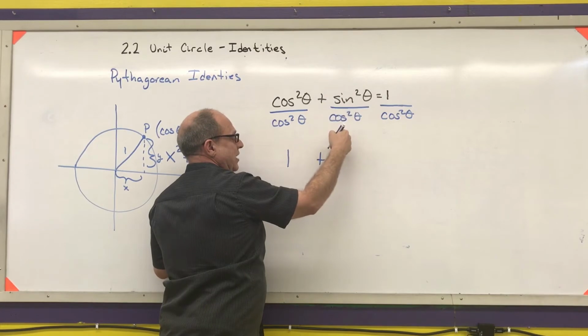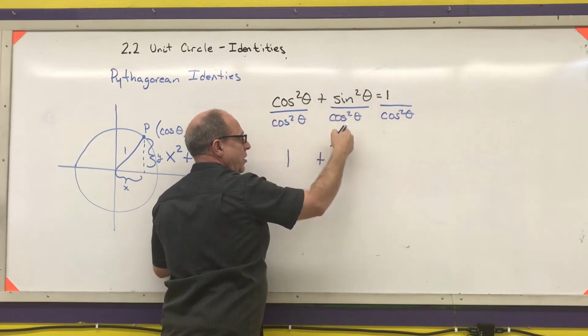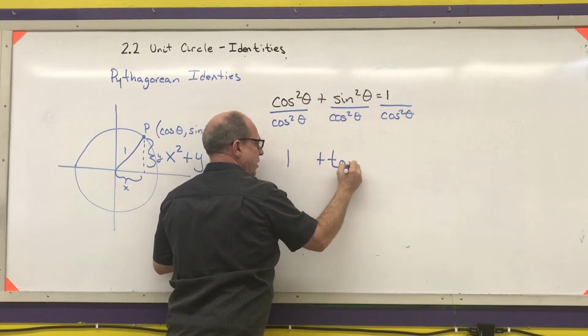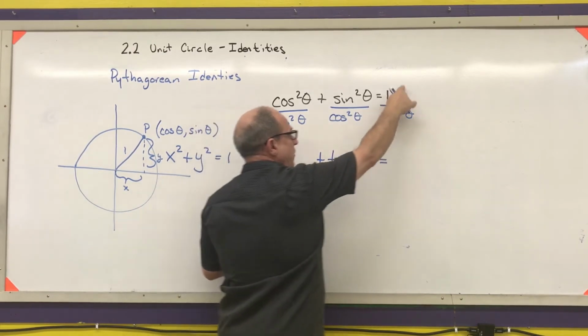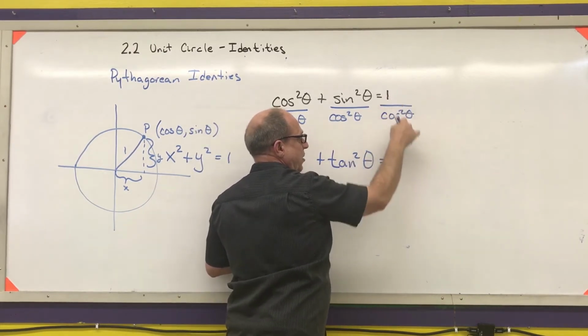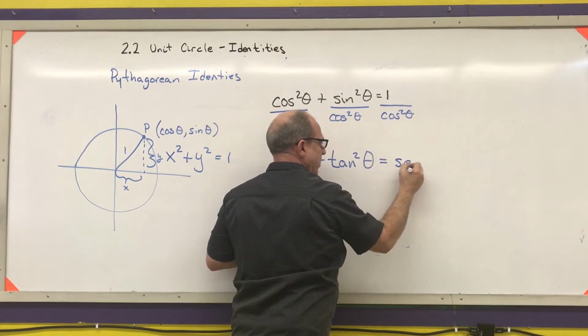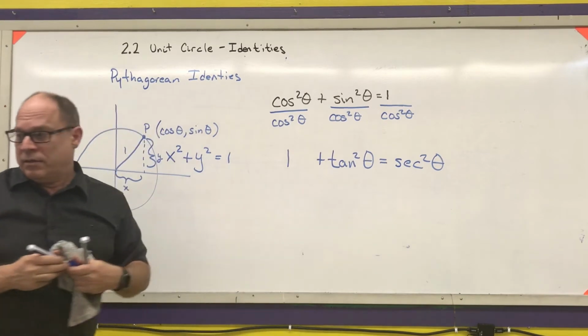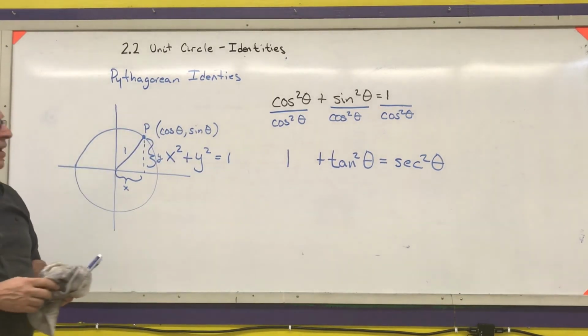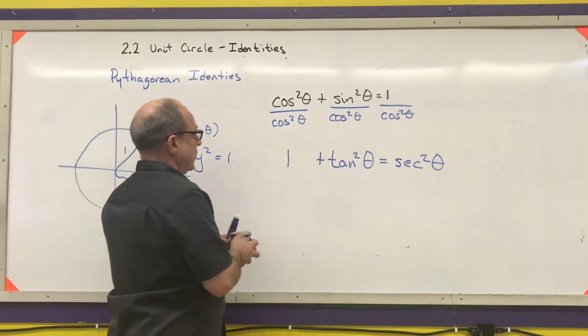Sine over cosine is tangent, so sine squared over cosine squared is tangent squared. And 1 over cosine is secant, so 1 over cosine squared is secant squared. So that's how I get the second Pythagorean identity.